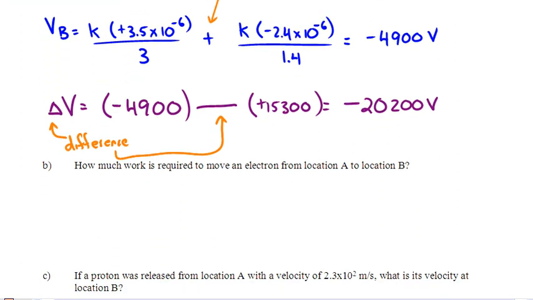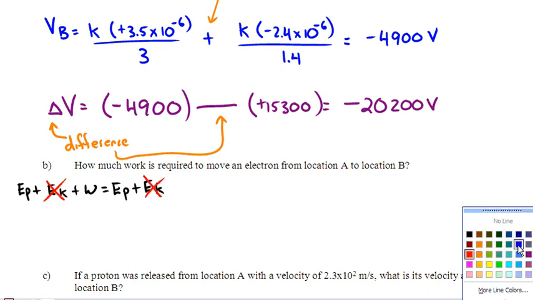Now, part B. How much work is required to move an electron from one location to the other? This is really a big, giant conservation of energy equation story. We've got EP plus EK plus work is equal to EP plus EK. There's no heat in these stories at all. And this particular question doesn't have any talk about speeds, so I'm going to throw away the kinetic energies. And it looks like the work is just going to be the difference in potential energies.